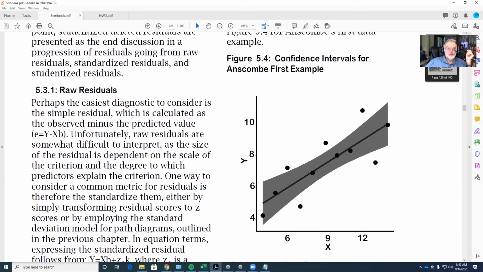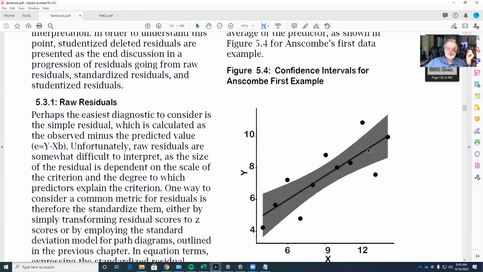So a raw residual is just the distance between a predicted value and the actual value in the data.